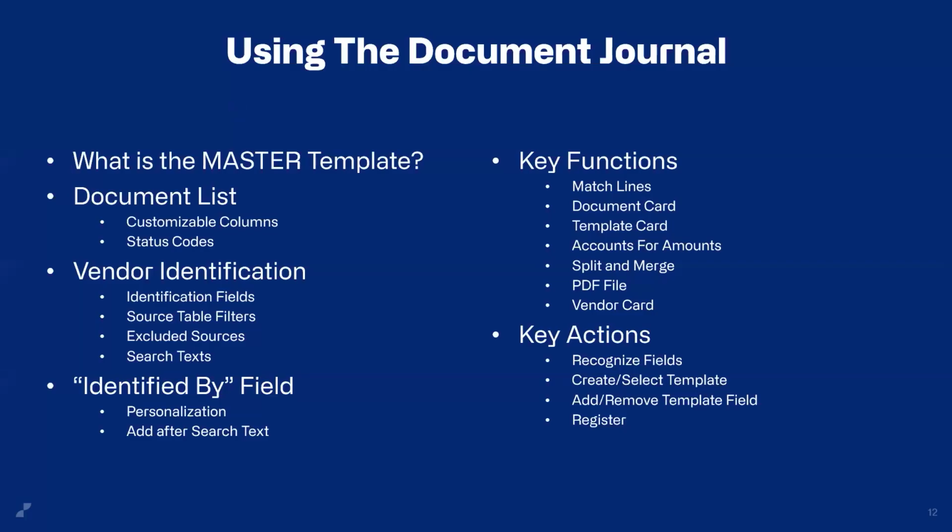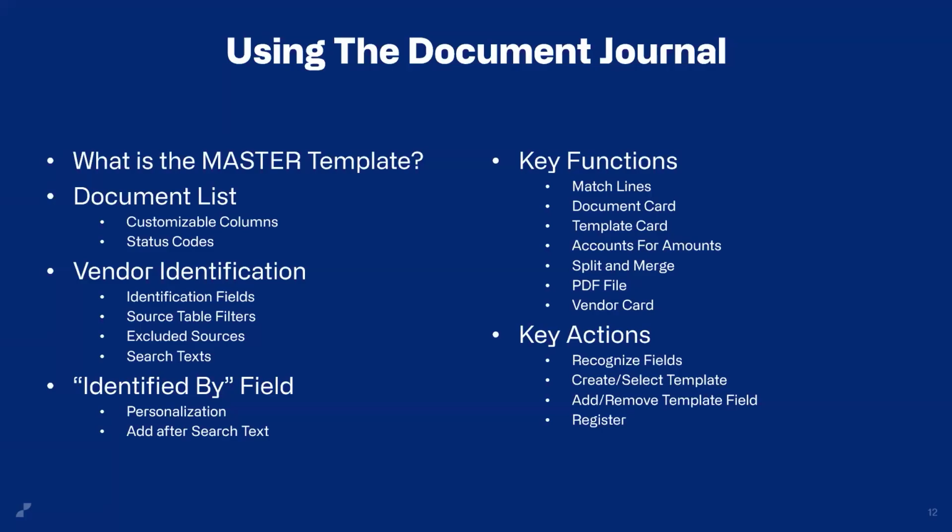Okay. So to recap what the document journal is, we talked about the master template as well. We showed you the document list, how you can use customizable columns, document status codes. What are we using for vendor identification? Remember, by default, we're going to use those identification fields. We're scanning every page of the document and trying to make matches based on certain criteria within that identification fields list and the ratings that you're assigning to those fields.